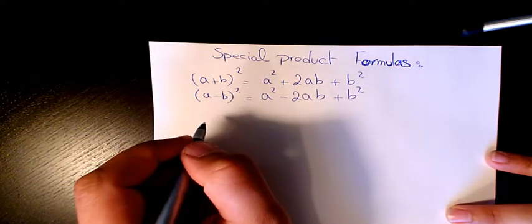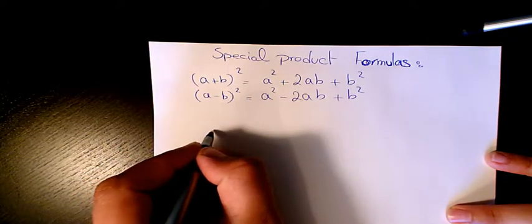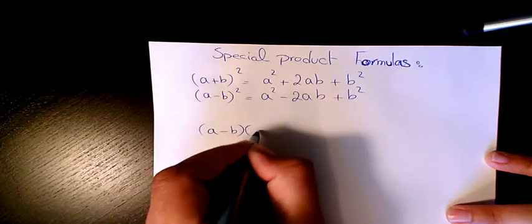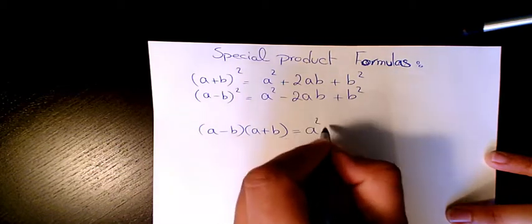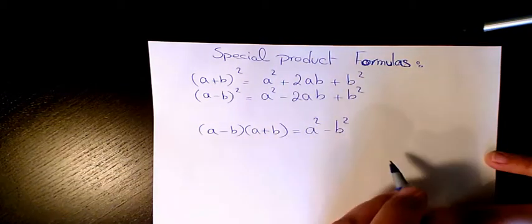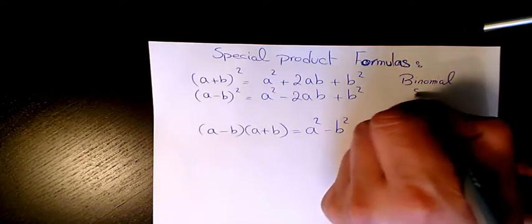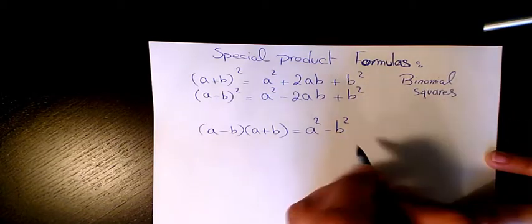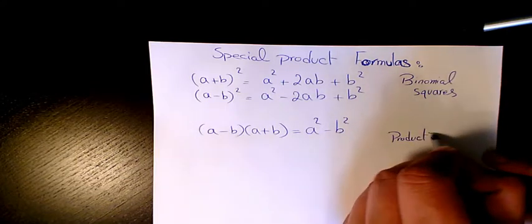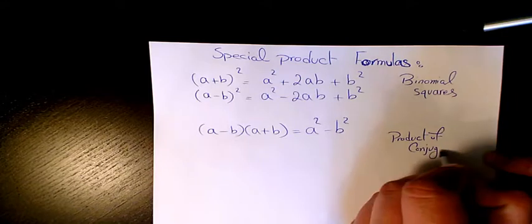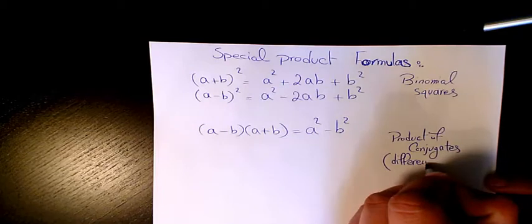And also we have the product of conjugates, which is (a - b) times (a + b). That one is also called difference of squares, which is going to be a squared minus b squared. So the first one is called binomial squares, and the second one is called product of conjugates or difference of squares.